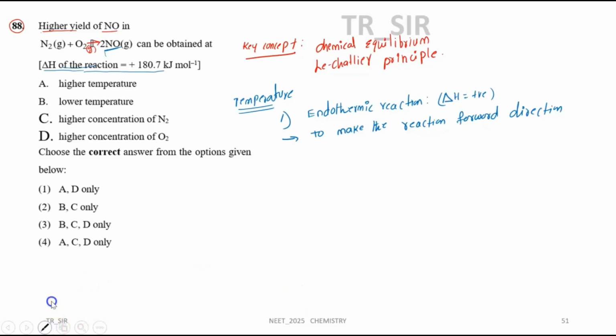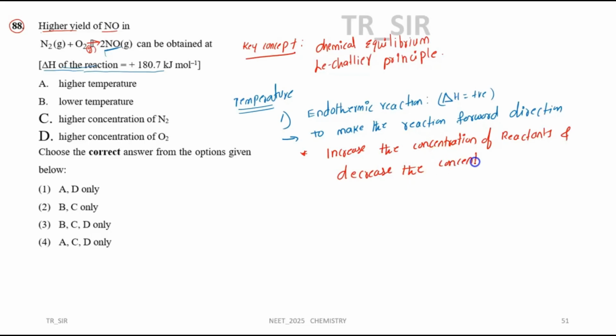One will be to increase the concentration of reactant and decrease the concentration of products. So these two ways we can make the reaction go in the forward direction.